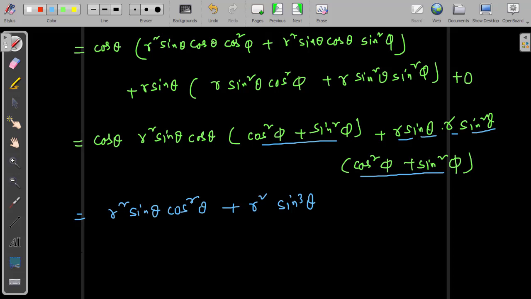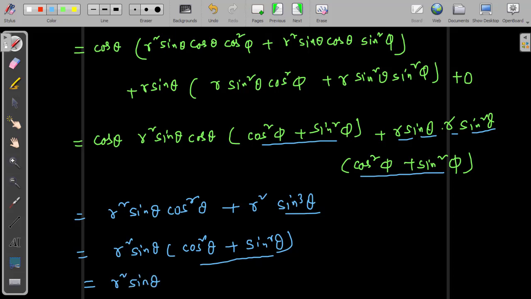Next step, if you see this expression, what is common here? r square sine theta is common. If I take r square sine theta outside, the first term left is cosine square theta, plus here the cube is there, so how much is left? Sine square of theta left. Again, it's a trigonometric identity. This represents sine square theta plus cosine square theta. Again, use the rule: 1. So finally, r square sine theta times 1, which gives r square sine theta.